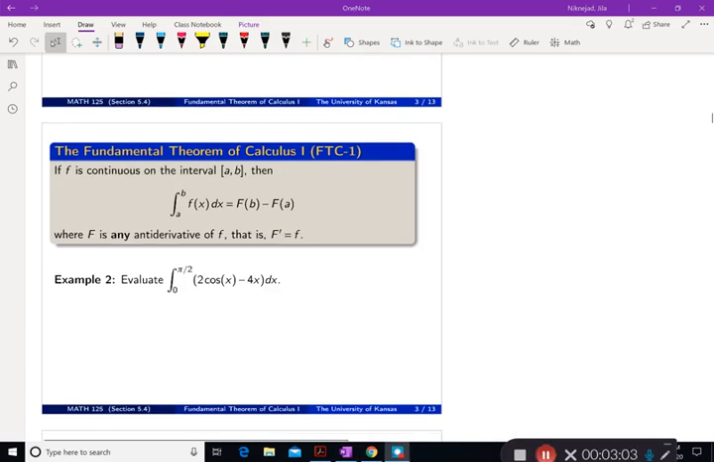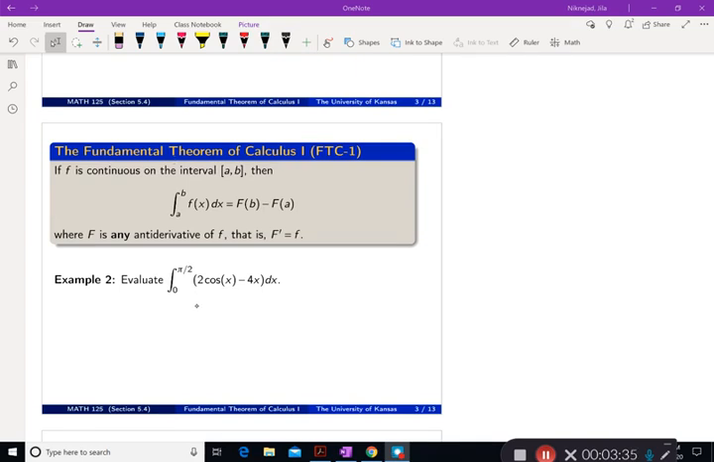Again, the fundamental theorem of calculus part 1 is that for a continuous function, the definite integral from a to b of f of x dx is equal to F of b minus F of a, which is capital F of b minus capital F of a, where the derivative of capital F is equal to lowercase f.